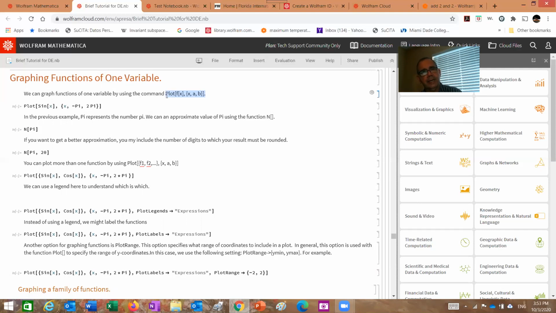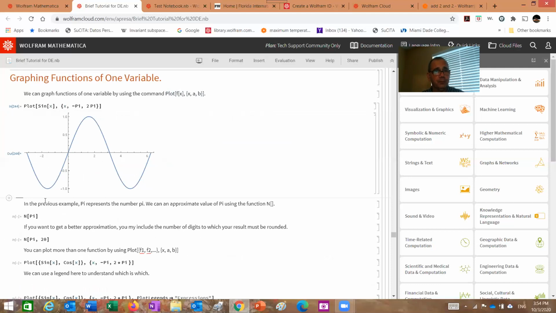Plot, remember, any Wolfram Language function starts with a capital letter, and then in between brackets here you have the f of x, f of the x is also between brackets, and then in between braces here, the x goes from a to b. So you want to plot the sine of x in between negative, let's say, pi and 2 pi, you get what? You press Shift Enter, and you get the graph of this function between negative pi and 2 pi.